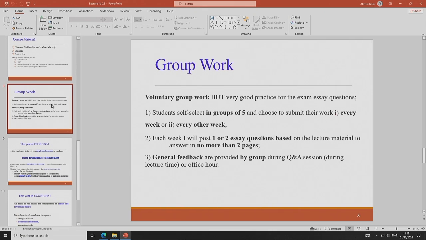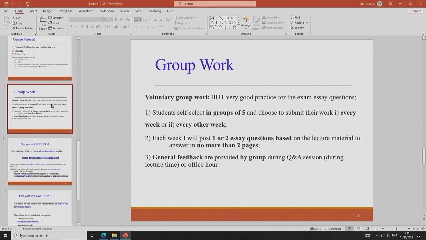Each week I'll post 1 or 2 essay questions based on the lecture material, and I'll give you a format for you to answer in no more than 2 pages, which is exactly the same format that you will get in the midterm and in the final exam.